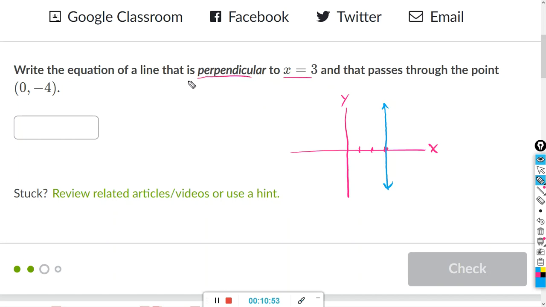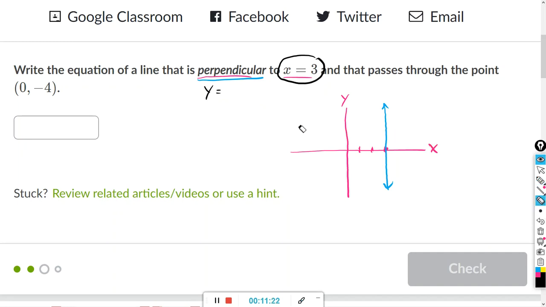So we want the line that's perpendicular to that. The line that's perpendicular to this is going to have to be like that. It's going to be y equals something. So if the original is x equals something, the perpendicular line is going to have to be y equals some constant.